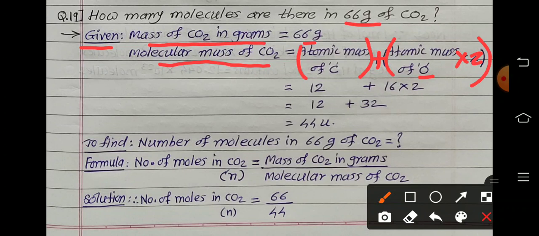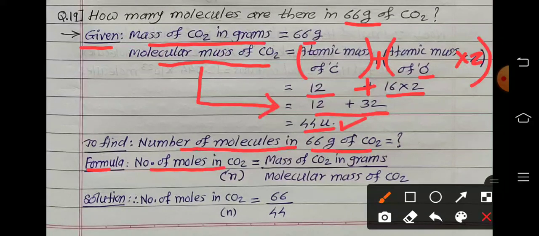Clear? Now substitute the atomic masses. Atomic mass of carbon is 12 plus atomic mass of oxygen is 16 multiplied by 2. So 16 times 2 is 32, 32 plus 12. Answer is 44 Dalton. So molecular mass of CO2 is what? 44 Dalton. Now, to find the number of molecules in 66 gram of CO2, we write here under find. Now the formula. The number of moles of CO2 is indicated by small n.